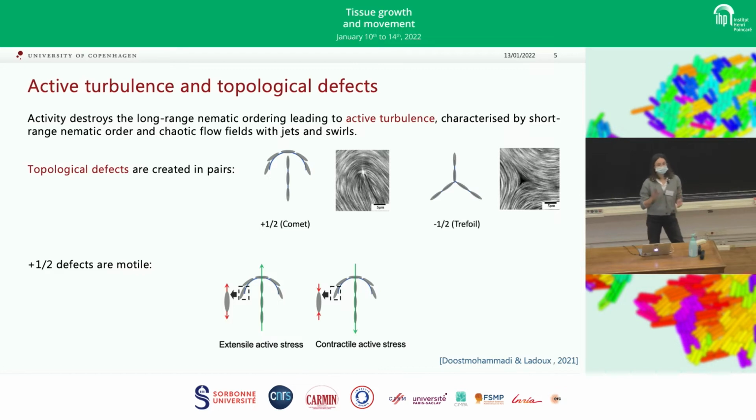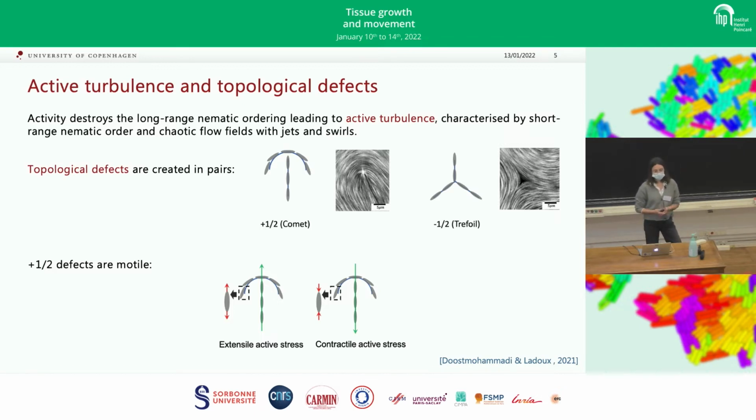And in this talk, I'm mainly talking about 2D materials, so 2D active nematics, and the most common topological defects in the system are plus halves, and so they're comet-like in shape, and minus halves. They're trefoil-like in shape. These two defects come in pairs, and once they're generated, we observe experimentally and from continuum liquid crystal theory that the trefoil defect, minus half, is usually passive.